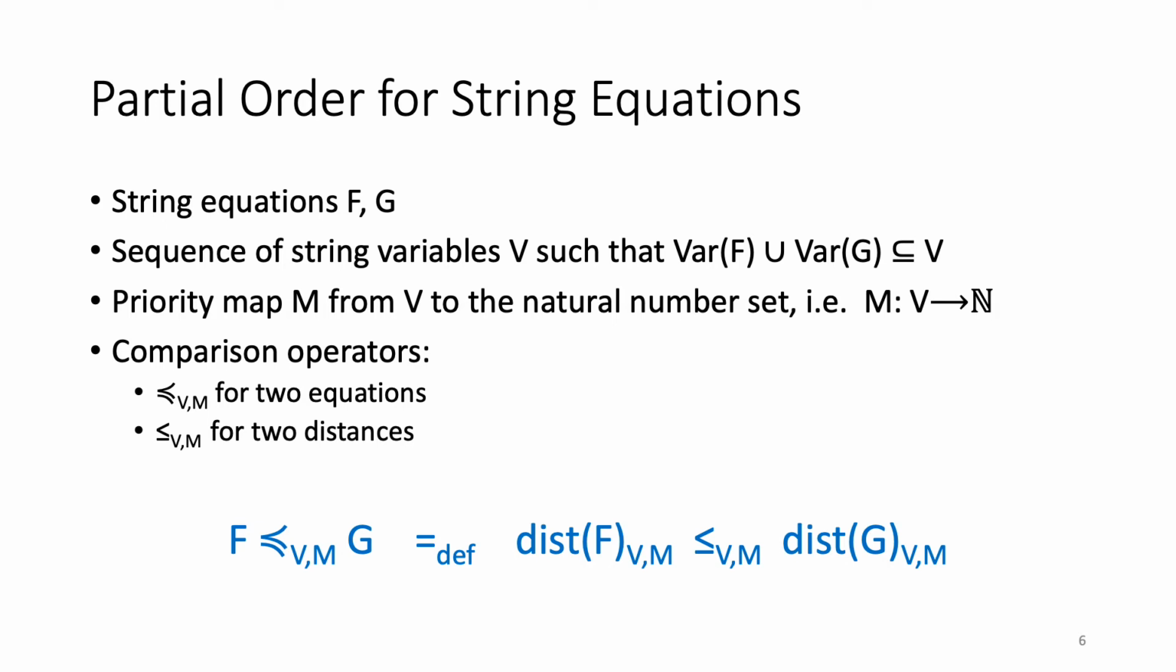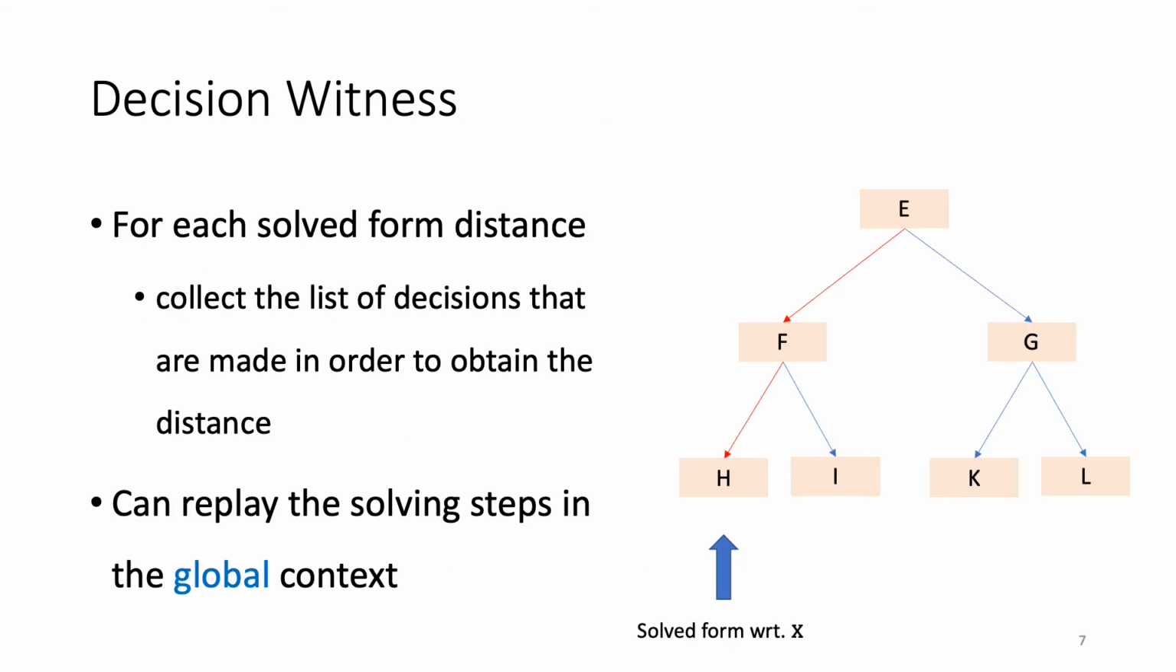The comparison operator is also based on the priority map m, that is the map from the set of variables v to the natural number set. This is to represent the number of length and extended constraints where each variable appears. So a string equation is given higher priority to be solved if its solved form distance with respect to v and m is smaller. The second task is to track the decisions that we have made.